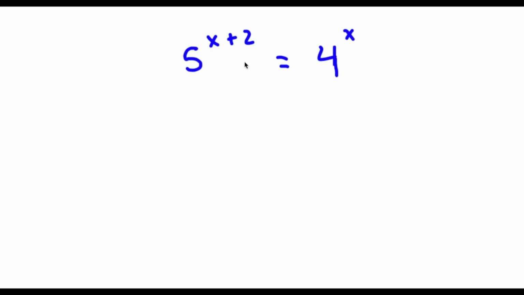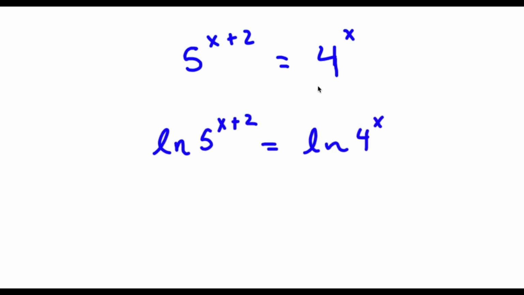Alright, so I have 5 to the power of x plus 2 is equal to 4 to the power of x. So the first thing I'm going to do is take the ln on both sides, or natural log. So now I have ln 5 to the power of x plus 2 is equal to ln 4 to the power of x.